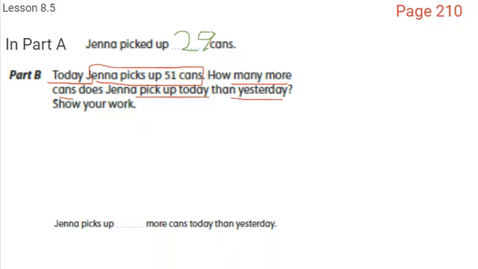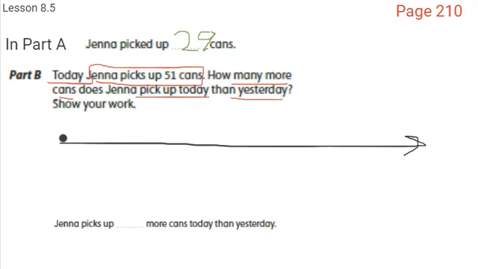I'm going to opt for the number line, because she picked up 51 today. It's a larger number, so it goes off to the right. And she did 29 yesterday. Do I make a 10? Sure, let's make a 10. Let's just do a one hop so that it's 30. That was just plus 1.